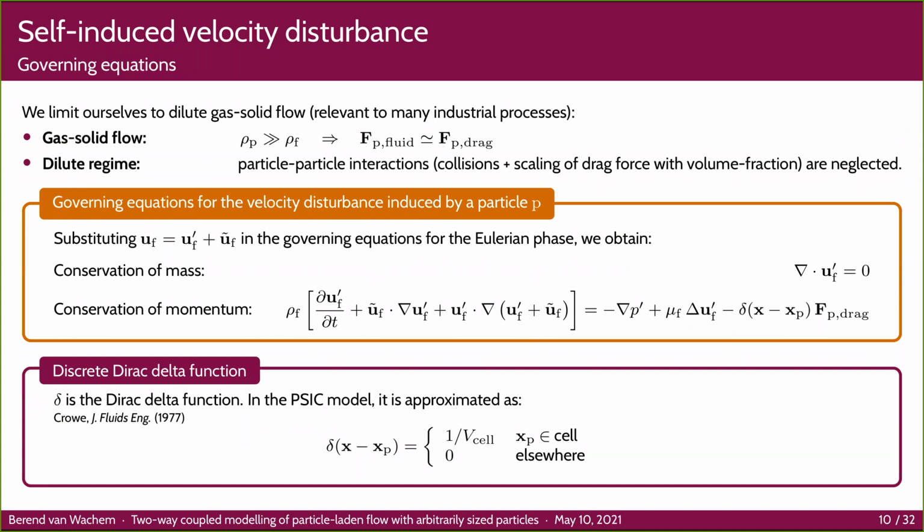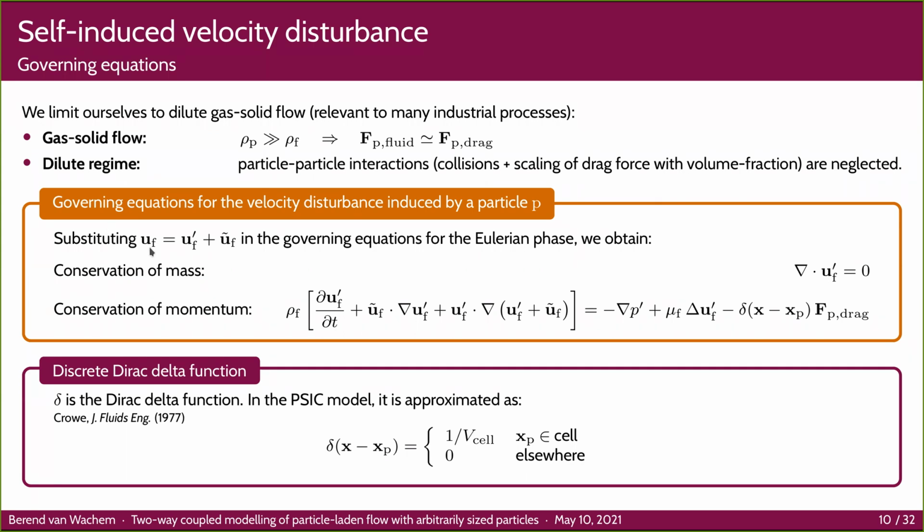And for that, we're going to try to estimate what UF prime is. So I'm going to confine myself to gas-solid flow, so that we can say that rho P is much larger than rho F. So the forces on the fluid are just a drag. We don't have history forces or added mass forces, which would make the analysis a bit more complicated. And I'm also going to, for the first part, look at the dilute regime. So I'm not going to look at the collisions of particles, which would also make things more complicated.